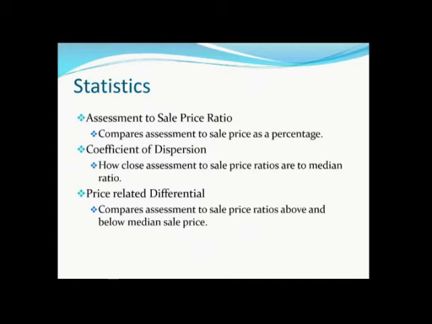Coefficient of dispersion kind of measures how close all those ratios are to the median ratio. For commercial property, a good coefficient of dispersion is being below 20, and we were at 18.5. Price-related differential is a statistic that kind of compares how you do on your high-priced properties versus your low-priced properties. A good statistic here is 98 to 103, and we came in at 104. We were very close. So that's pretty much a quick synopsis of what we do.